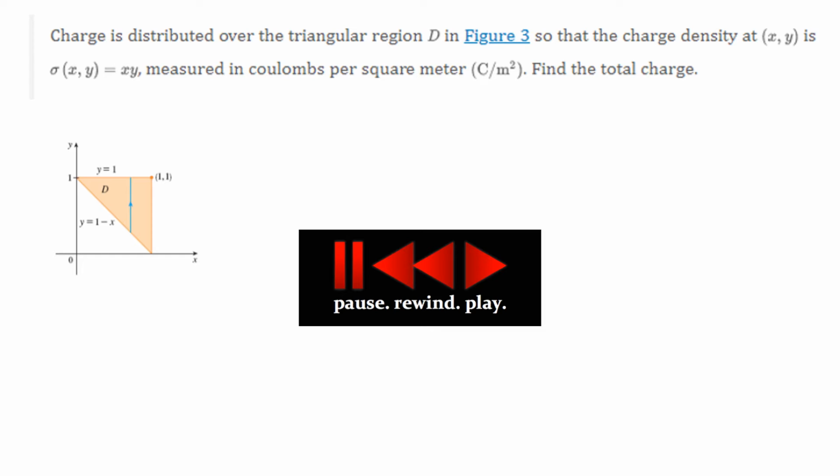So here's a problem for you to do. Charge is distributed over the triangular region D. This is the triangular region D. This point, of course, would have to be 1, 0. So that the charge density at xy is sigma of xy. And now we have an explicit expression for this. This is xy, and this is measured in coulombs, the unit of charge, per square meter. So you find the total charge on this triangular region. You know what to do. So let's see how you did.